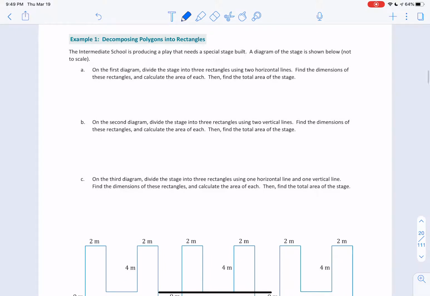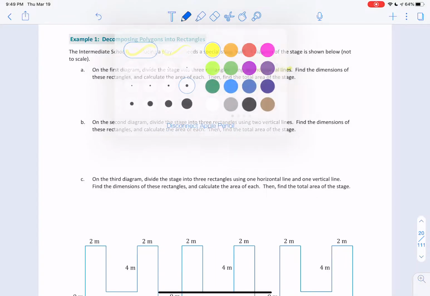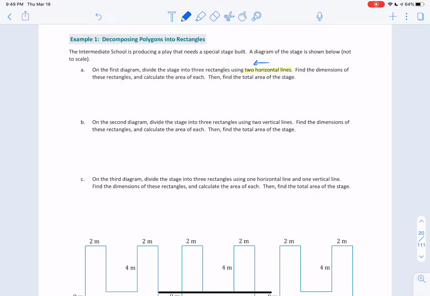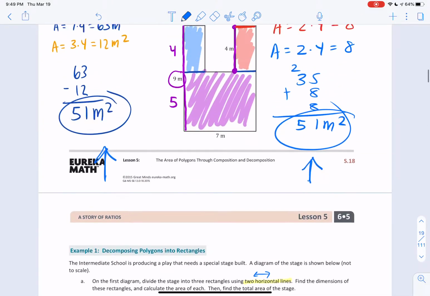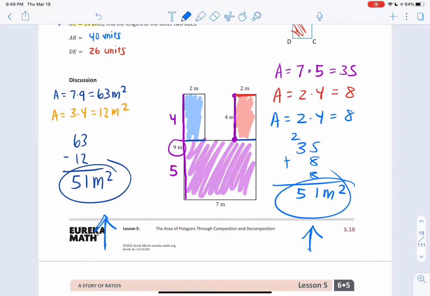All right, question A. On the first diagram, divide the stage into 3 rectangles using 2 horizontal lines. Horizontal, remember, horizontal means left and right. So I'm going to use 2 horizontal lines. Here is my first design. 3 rectangles. Guess what? I already did this problem. I did it right here on the right-hand side.